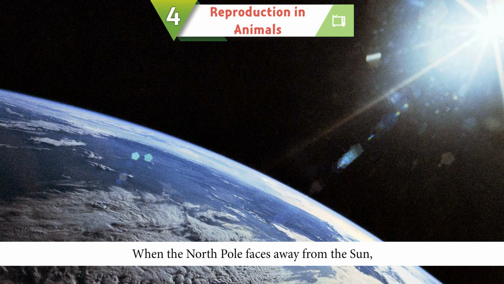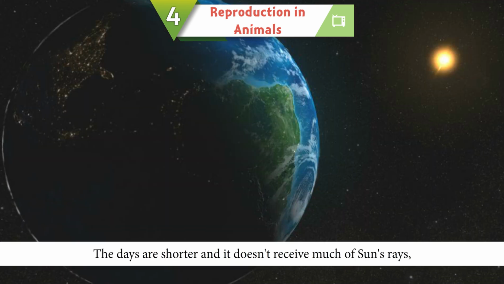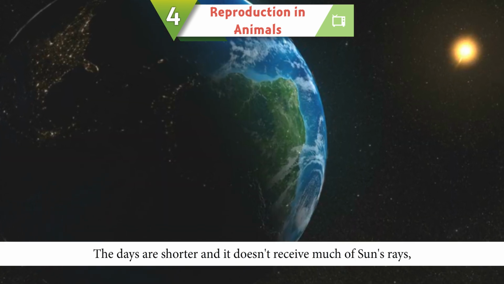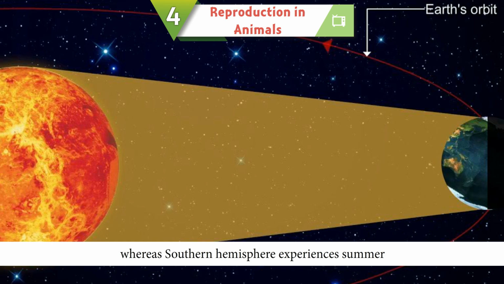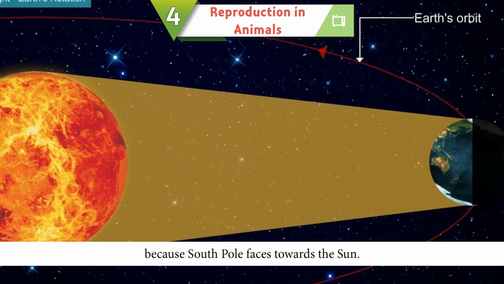When the North Pole faces away from the Sun, the northern hemisphere experiences winter. The days are shorter and it doesn't receive much of Sun's rays, whereas the southern hemisphere experiences summer because the South Pole faces towards the Sun.